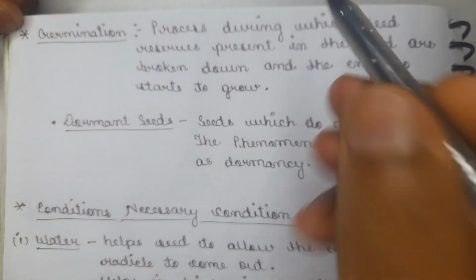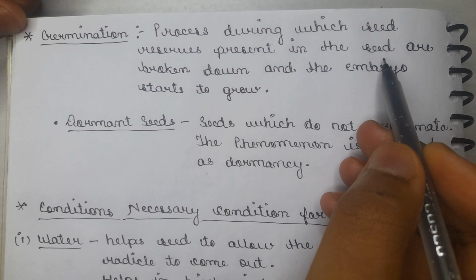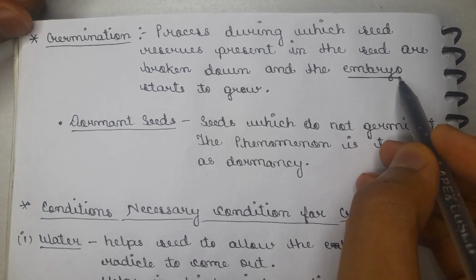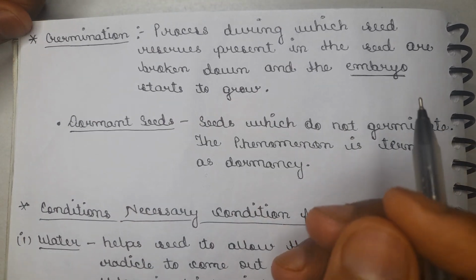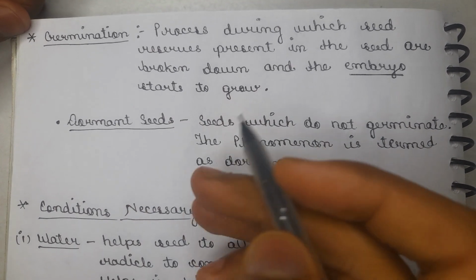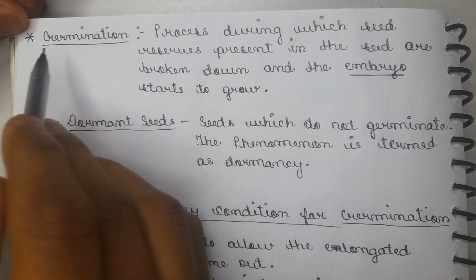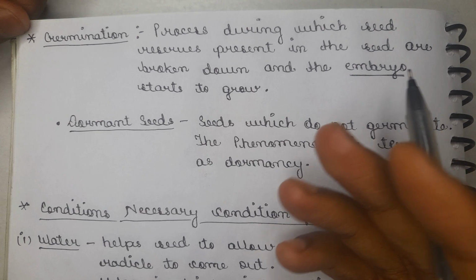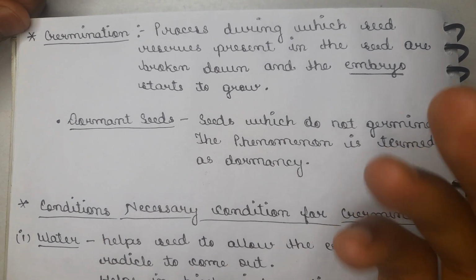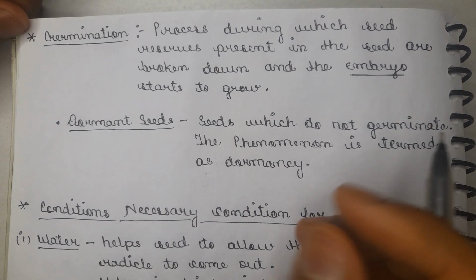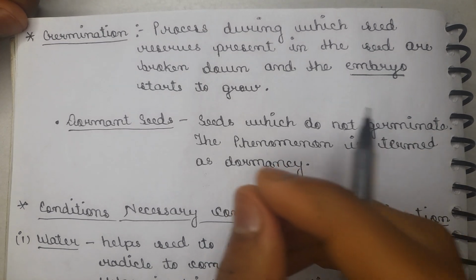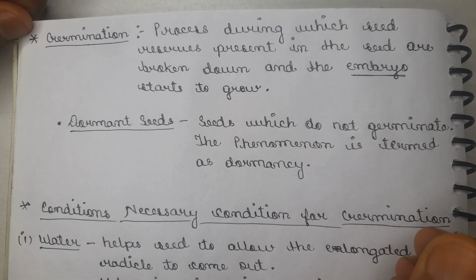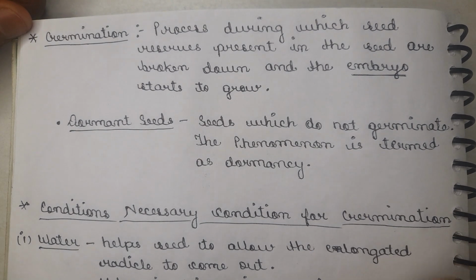This is a process during which the seed reserves present in the seed are broken down and the embryo starts to grow. The embryo basically consists of two parts, the radicle and the plumule. So they will start to grow in the process of germination. During this process the seed absorbs some water, and germination is irreversible. That means once begun, the seed cannot be brought back to its dormant state. If the seed starts to germinate, it will not come back into its original state.